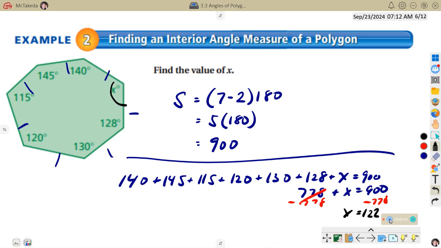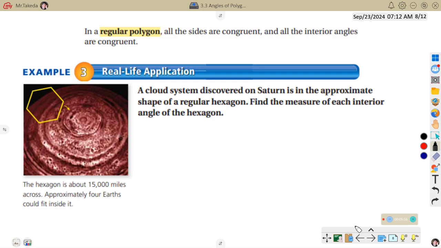Okay, let's see what's next. Here's a word problem, but it's in conjunction with another definition, and that definition is a regular polygon. A regular polygon means that all the sides are congruent and all the interior angles are congruent. They're all the same. So if they're all the same, that kind of makes our lives a little bit easier for us.